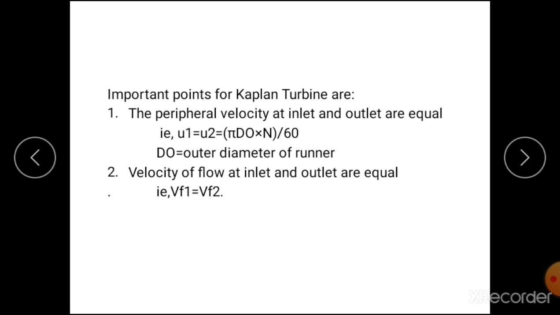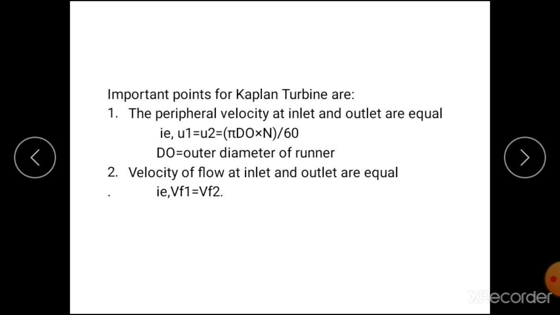The important points for the Kaplan turbine are: first, the peripheral velocity at the inlet and outlet are equal. That is U1 equal to U2, which is equal to pi D0 N by 60, where D0 is the outer diameter of the runner. Second point is the velocity of flow at the inlet and outlet are equal, that is Vf1 equal to Vf2. So these are the important points for solving the problem.